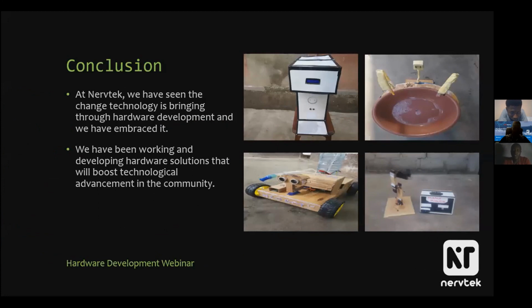I was talking about the products which we have been able to develop at Neftec, because we have seen a need for hardware development. Coronavirus just gave us another idea to develop a touchless wash hand basin, because the virus was spreading so fast that we wanted to do something automatic. So we decided to make this touchless wash hand basin that can be put in streets, in offices, in schools, to reduce the spread of the virus.